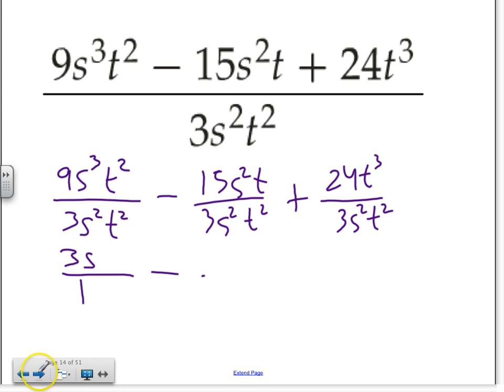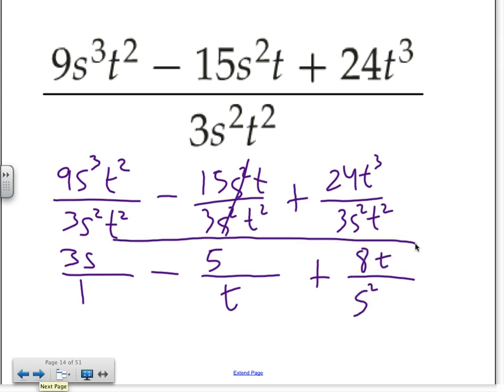What about over here? 5. 5, top or bottom? Top. What about s? Cancel. Cancel, so I don't care about s. What about t? Bottom. See that? It's a lot easier. What about here? 24 and 3. Top or bottom? Top. What about s squared? Bottom. Okay, nothing gets canceled, but it stays in the bottom. What about t? Up. And that's it. You're done.